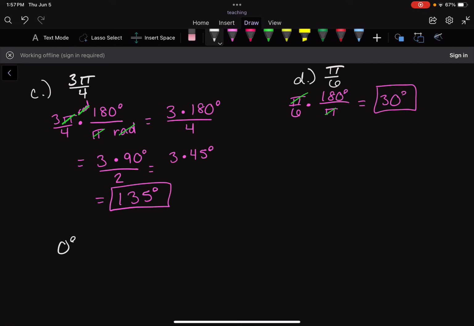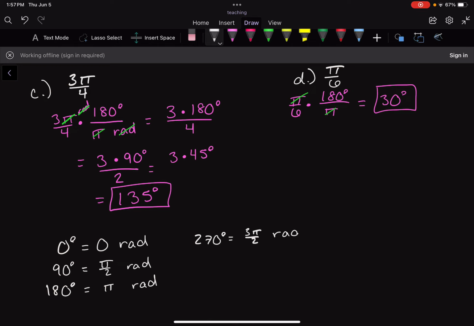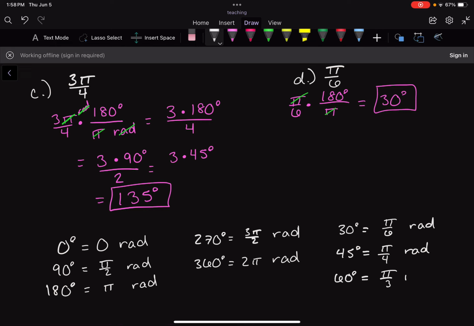So 0 degrees is 0 radians. 90 degrees is pi over 2 radians. 180 degrees is pi radians. 270 degrees is 3 pi over 2 radians. 360 degrees is 2 pi radians. 30 degrees is pi over 6 radians. 45 degrees is pi over 4 radians. And 60 degrees is pi over 3 radians.